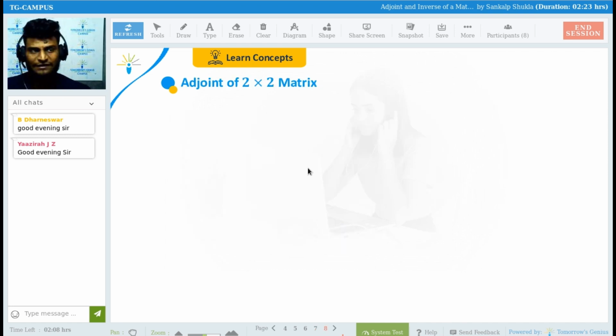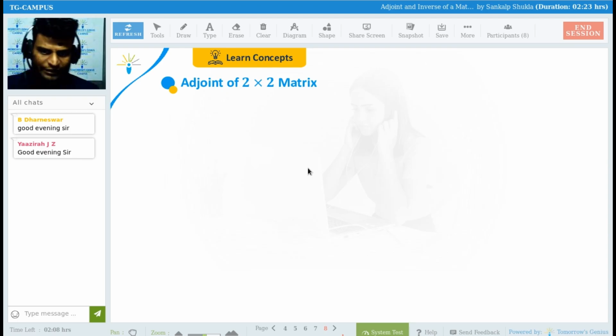Adjoint of a 2x2 matrix. Okay, guys. So I'll be giving you the trick to find the adjoint, but not in this 2x2. I'll give that trick in the 3x3 matrix. Okay. And mark my words, you can easily find the inverse or adjoint of any matrix in less than a minute, with the help of that trick.